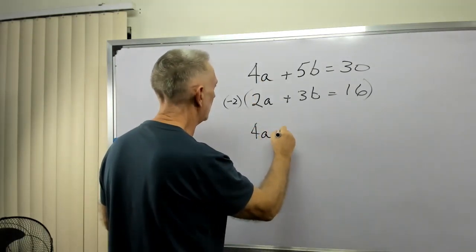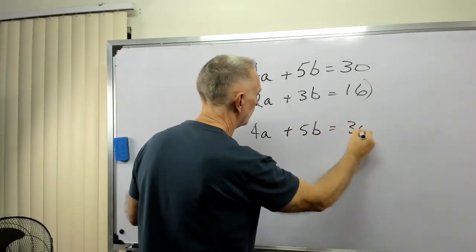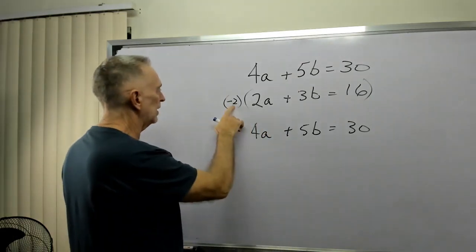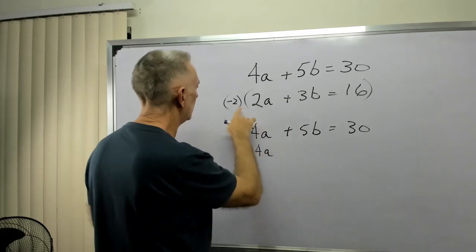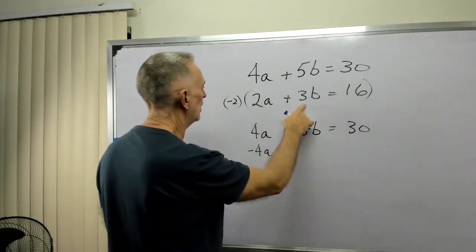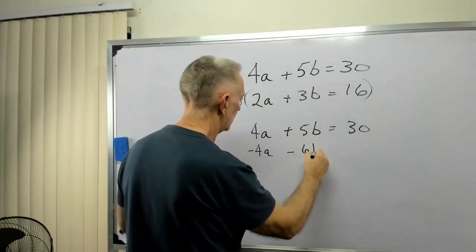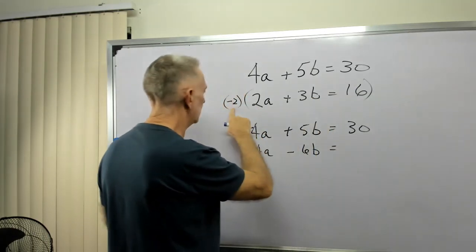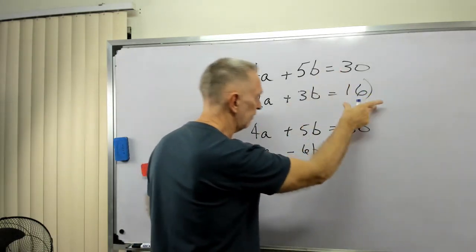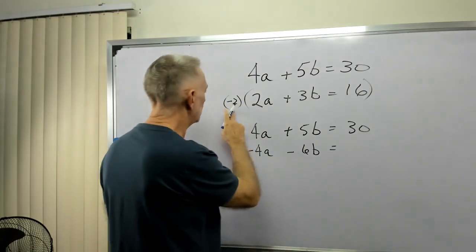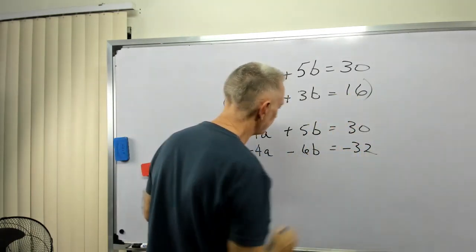So you can see, if I'm going to rewrite the top equation, I have 4a plus 5b equals 30. Now if I multiply -2 times 2a, I get -4a. -2 times +3b is -6b, and that equals -2 times 16. You know, this is an equality. What I do to this side, I have to do to the other side. So -2 times 16 gives me -32.